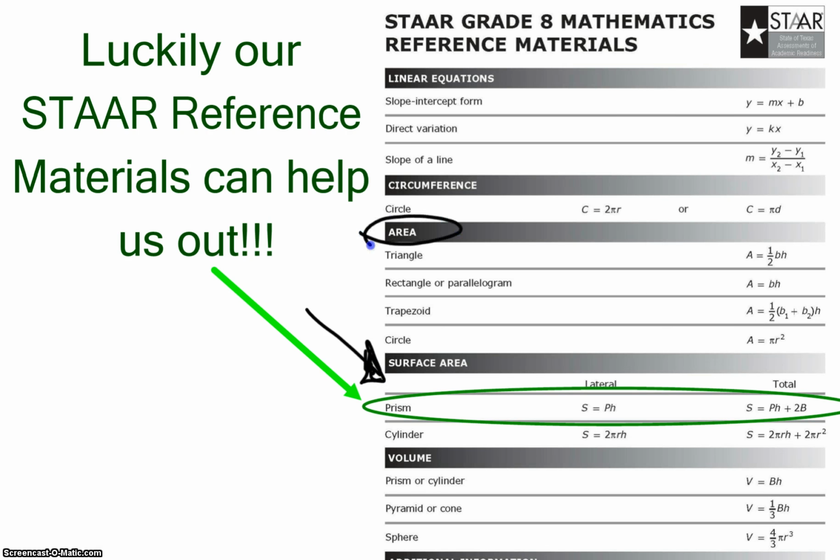We have talked about area, we have talked about volume, and now we're looking at surface area. Make sure you have a reference chart with you to continue this video. It should be in your ISN.